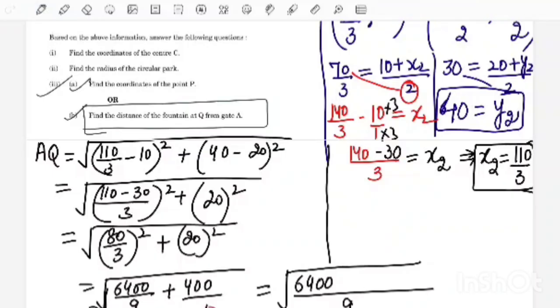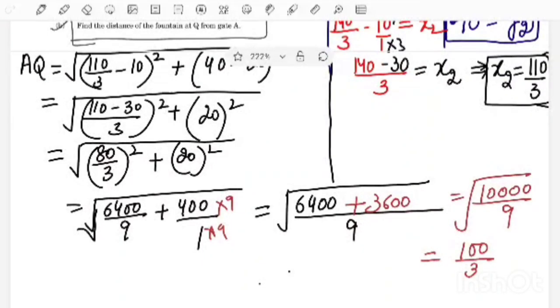After taking the LCM, multiplied this by 9, because the LCM of 1 and 9 is 9. So plus 3600, we will get 10,000 by 9. So factors 100 into 100, 100 upon 9, root 9 is 3, 100 by 3, approximately 33 point.